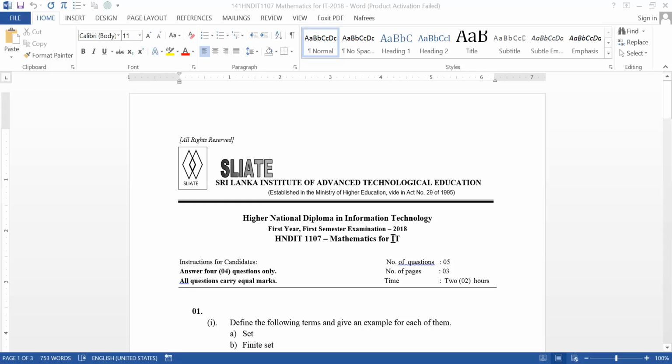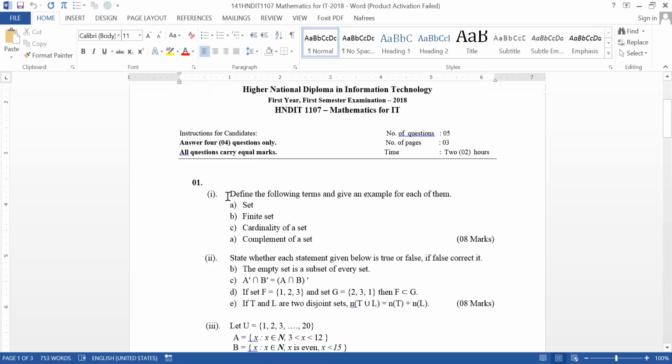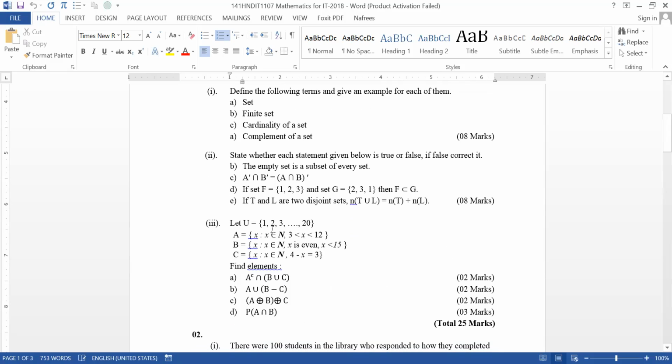Look at the first part. This is always 100% based on your notes. It is asking for definitions: define the following terms and give an example for each of them. So you have to write something about what it is, with some example. If you see the first lecture note, you can find the answer for these 4 questions: A, B, C, D. No need to explain that.